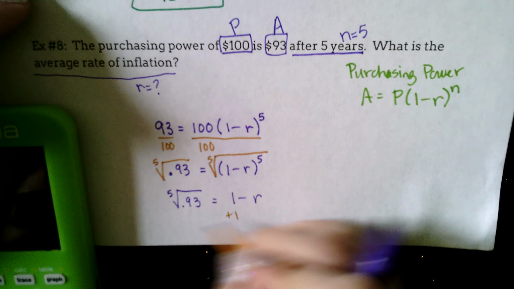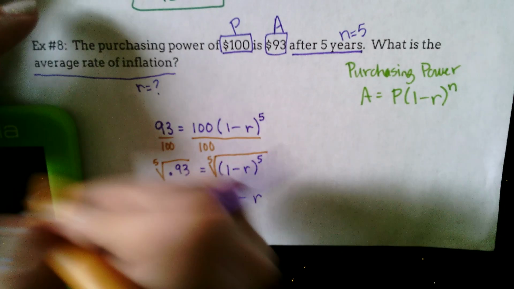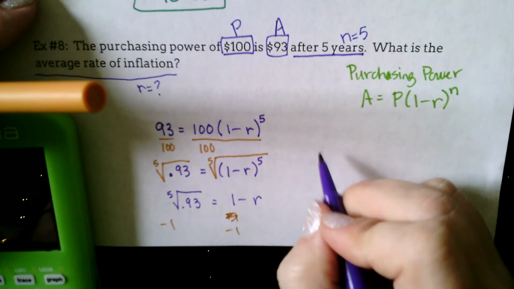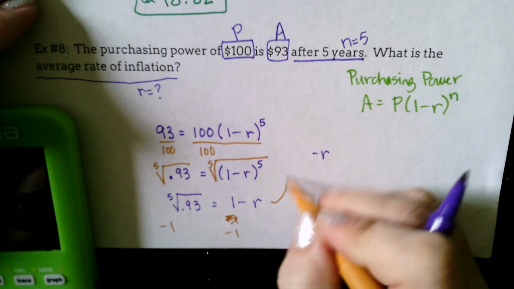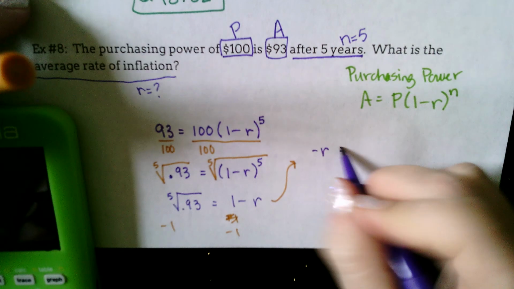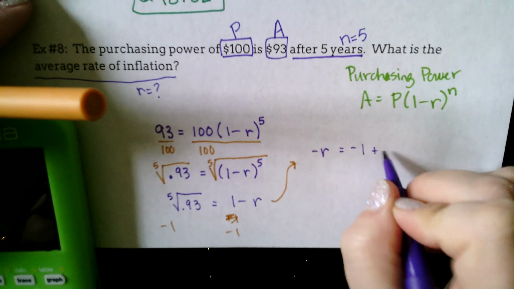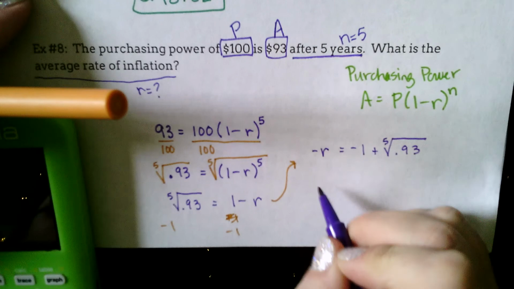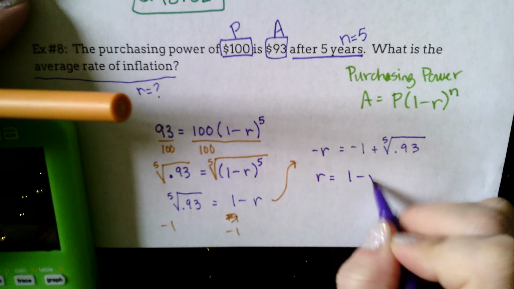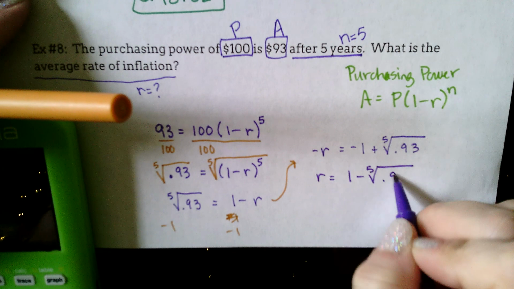Then we will subtract 1 from both sides. So our value of negative R is going to equal negative 1 plus the 5th root of 0.93. So R will equal 1 minus the 5th root of 0.93.